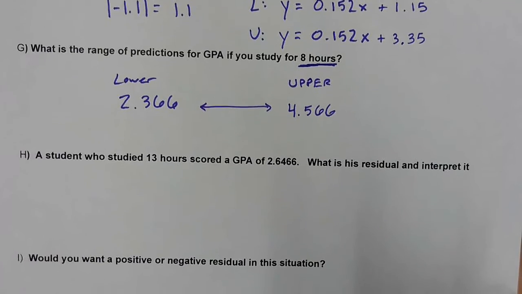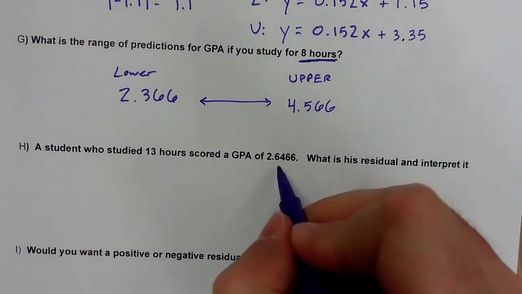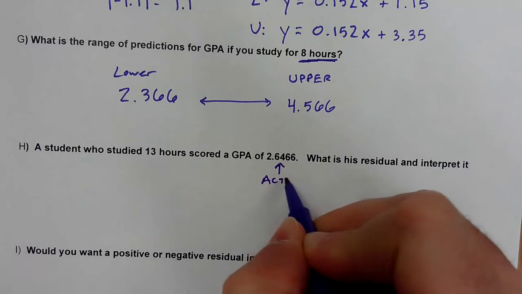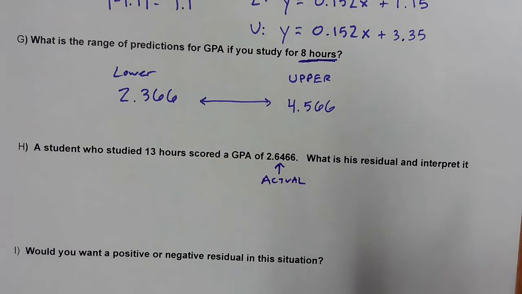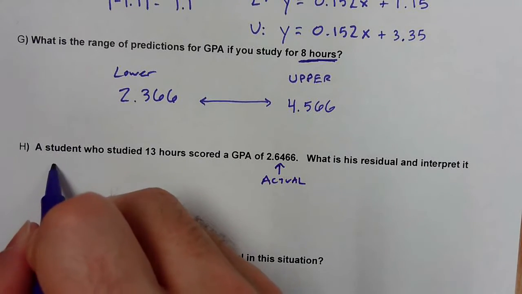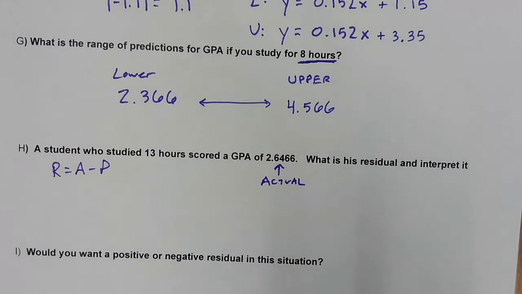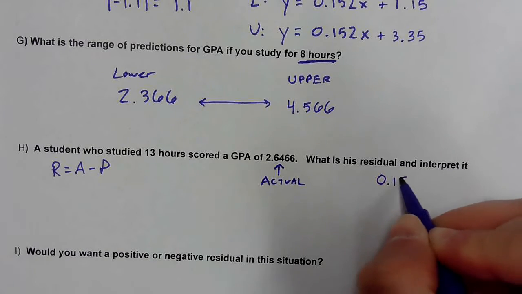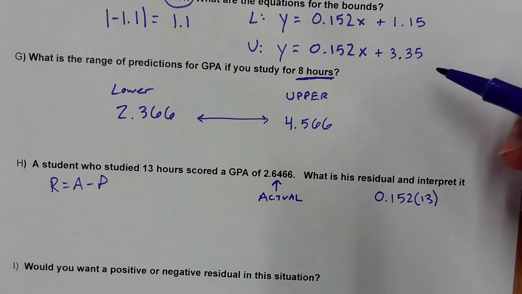A student who studied 13 hours scored a GPA of 2.6466. This is the actual data point that happened. What is the residual and interpret it? All right, so I'm looking for residual. Residual equals actual minus predicted. It tells us how far off the actual is from the prediction. I have the actual. I don't have the prediction. I got to find the prediction. So we're going to plug in 13 into our prediction equation. Not our boundary equations, but our original.